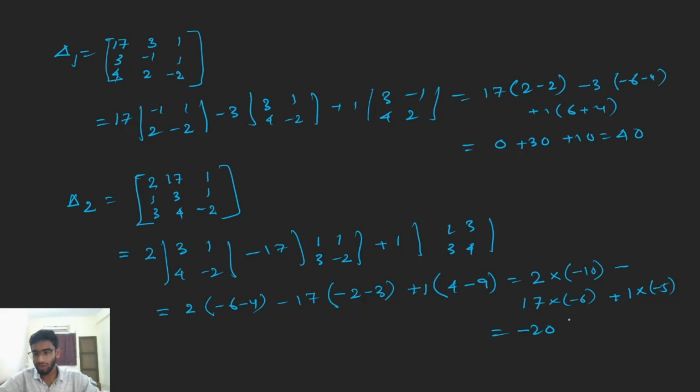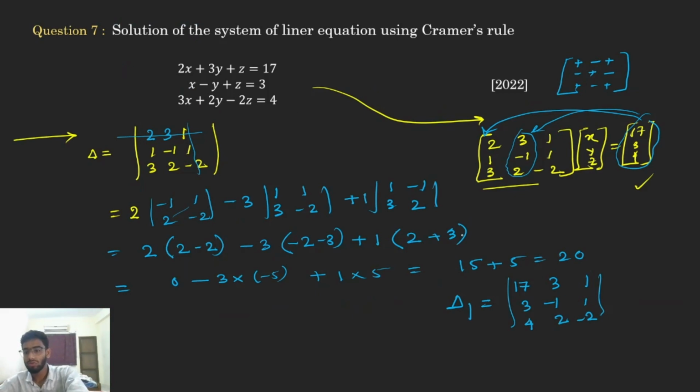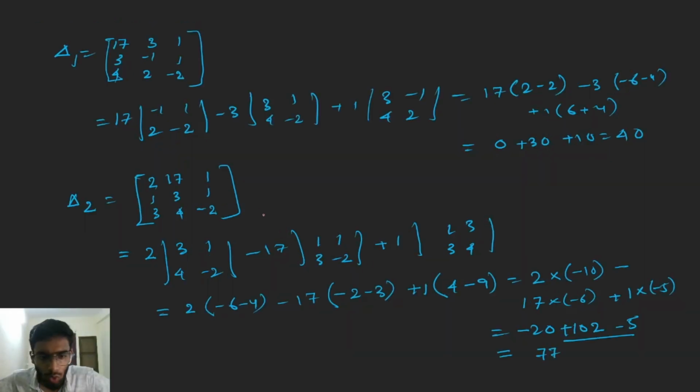Which one? Is it correct? 17, 3, 4. Okay, 1, 3, 1, 4 minus 2. Okay, 1, 3, 3, 4, 1, 1 minus 2. There is something wrong. Minus 2. Okay, so minus 2 minus 3 is minus 5. So our calculation is going to be like that.